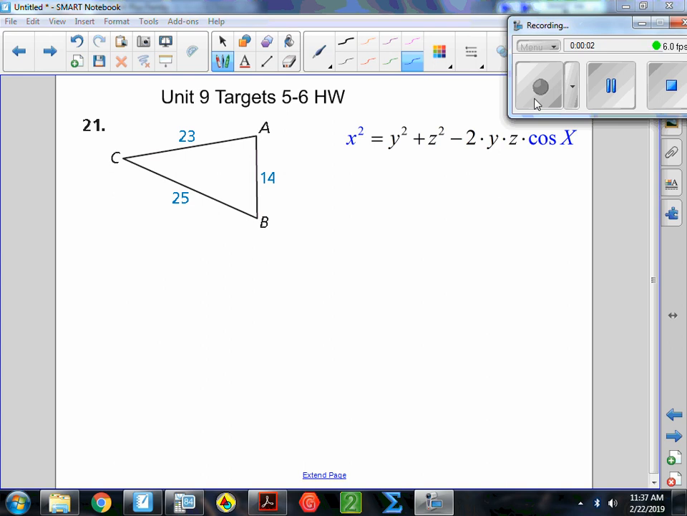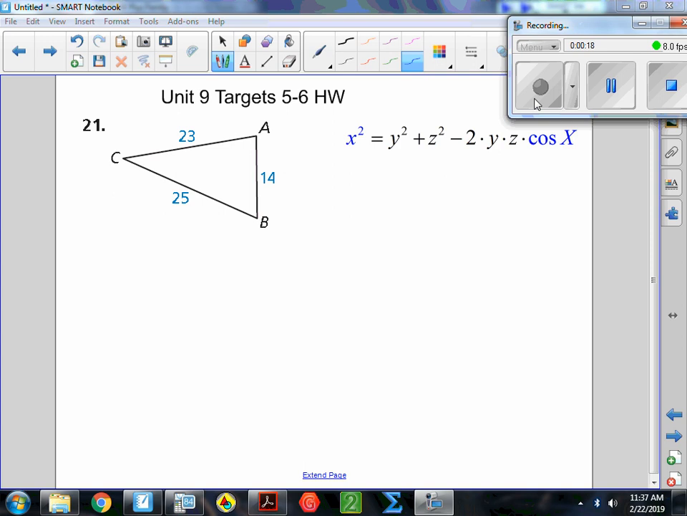This is number 21 on the Unit 9 Target 5 and 6 homework. I have a triangle with 3 sides and I'm trying to find all 3 angles. Because I do not have an angle and a side across from it, I cannot use the law of sines. Our rule is just that.